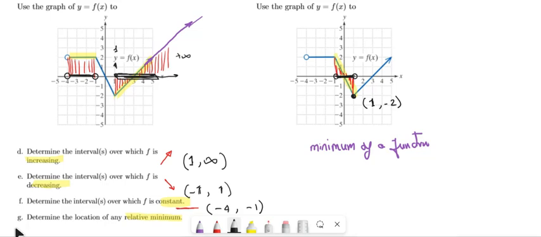So the minimum of the function is always the lowest point. What does lowest point mean? It means the lowest point on the y's, right? So the minimum of the function is -2. That should be the answer.